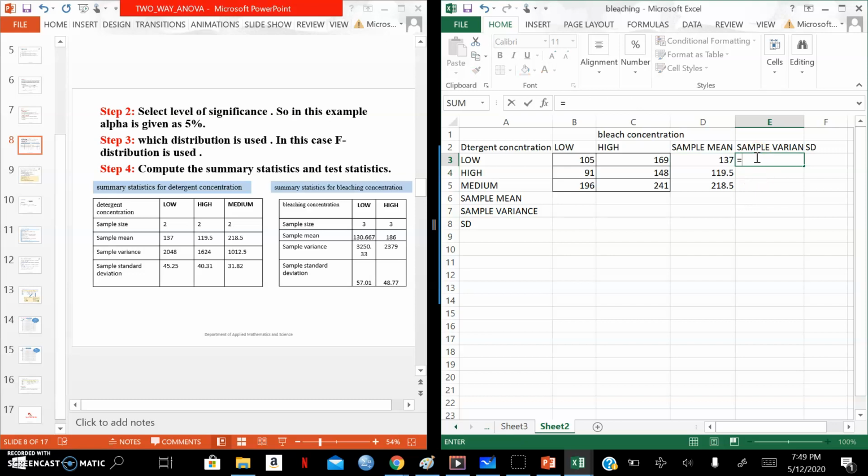Sample variance is equal to variance for the sample, select low and high, then close the bracket and then drag. Standard deviation is just a square root of the variance. And then you can get the remaining by dragging. This is the summary statistic for detergent concentration.